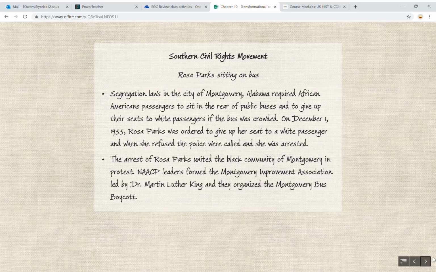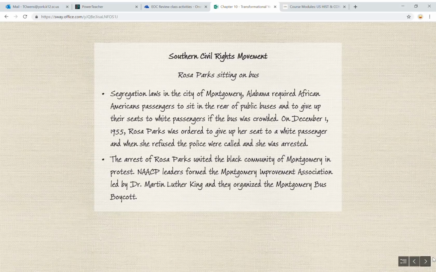And they're going to arrest her. And you're going to unite the Black community in Montgomery, Alabama. And the NAACP is going to form the Montgomery Improvement Association, led by Dr. Martin Luther King, and they're going to organize the Montgomery bus boycott.